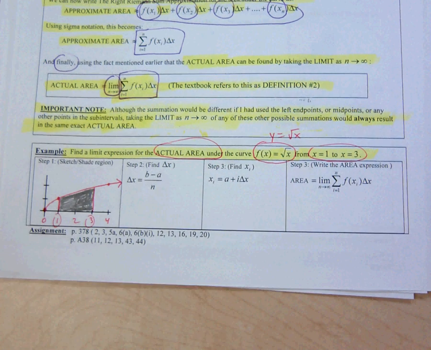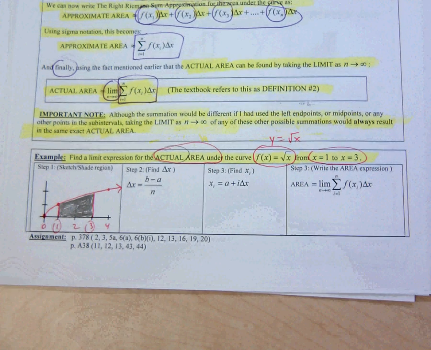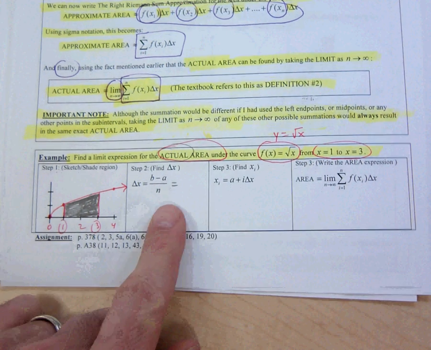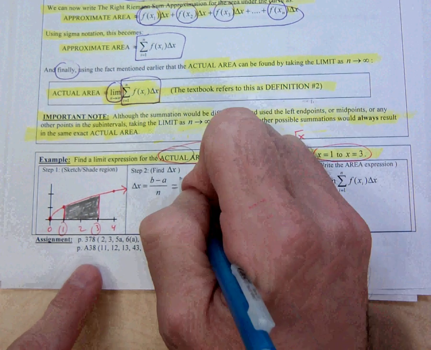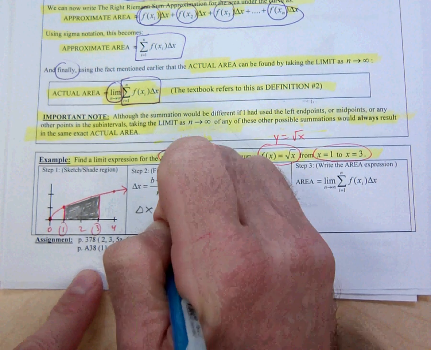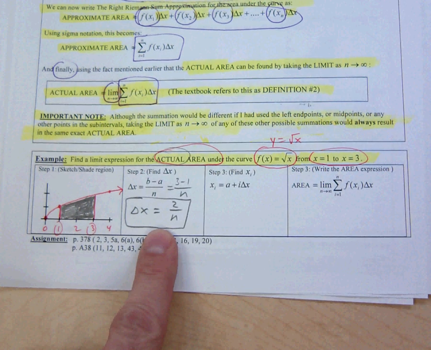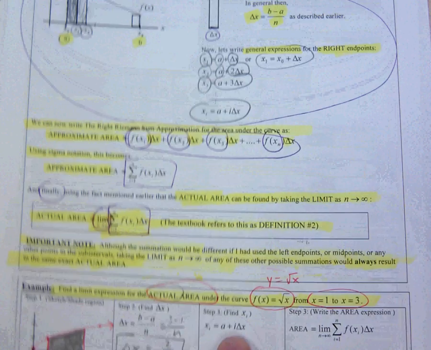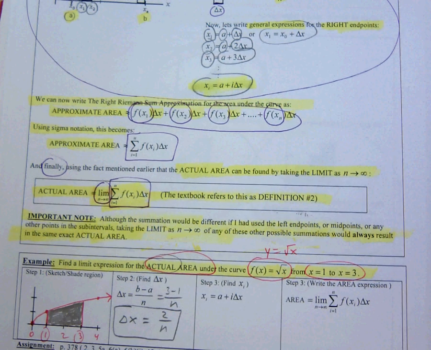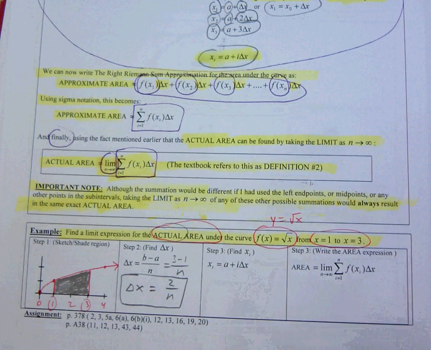So to find the area of that shaded region, and again, this is going to be the exact area, not an approximation, we're going to start by finding our rectangle widths, or delta x, by taking b minus a over n. So I'm going to do 3 minus 1 over n, which obviously equals 2 over n. Okay, so there's my delta x. That's the width of any rectangle. Now again, using this formula from earlier, that formula will give you the right endpoints, won't it?